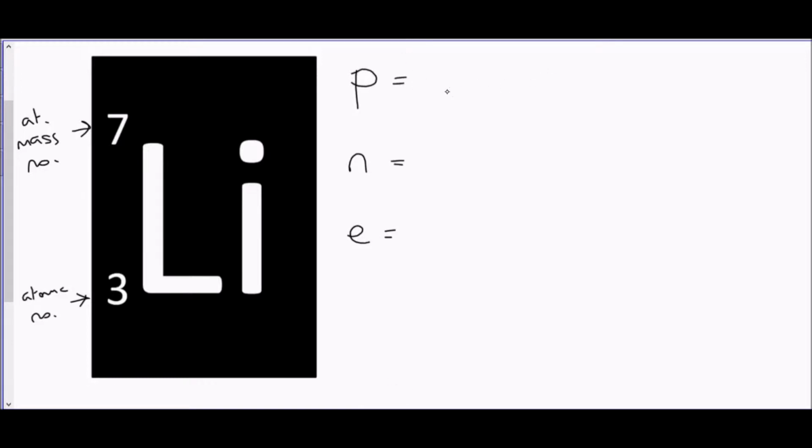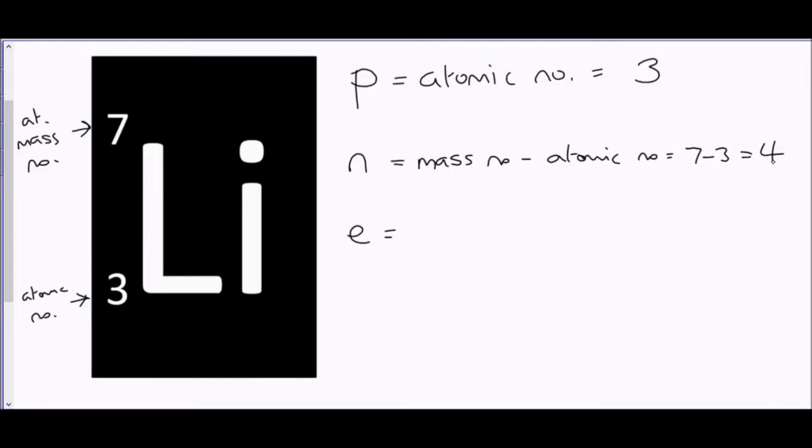So the number of protons is equal to the atomic number. If an examiner asks you this type of question, all they are testing is your ability to use the periodic table. The atomic number is 3, so there are 3 protons. The number of neutrons is equal to the mass number take away the atomic number, which gives us 7 take away 3, 4 neutrons. The number of electrons in this case is 3.